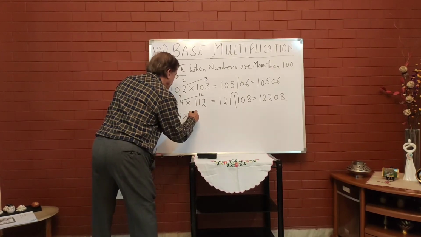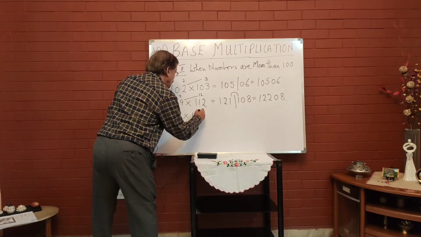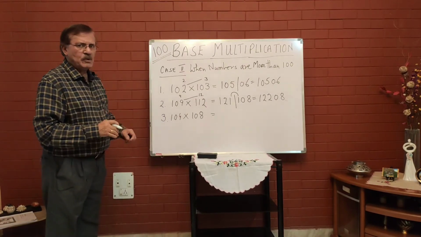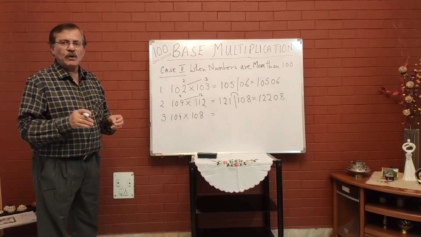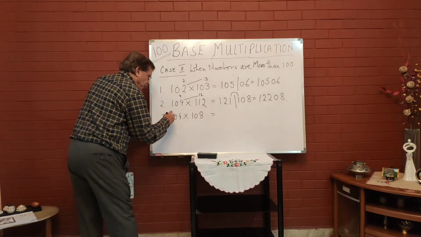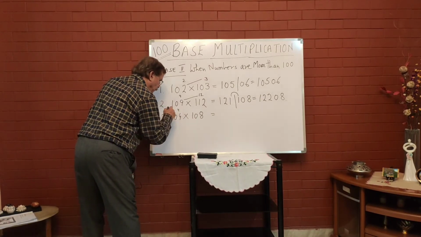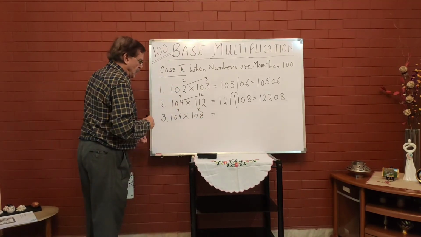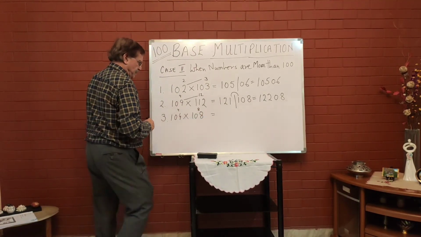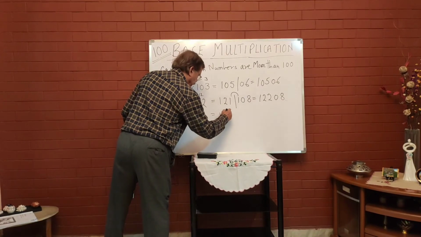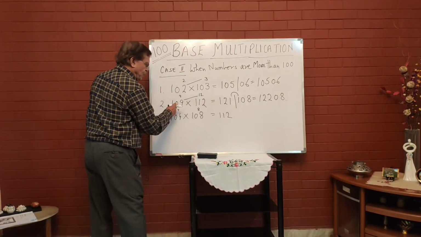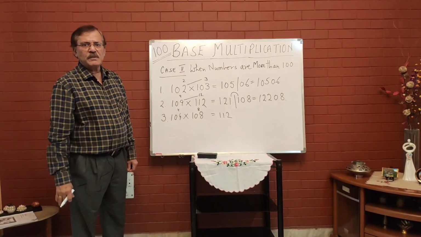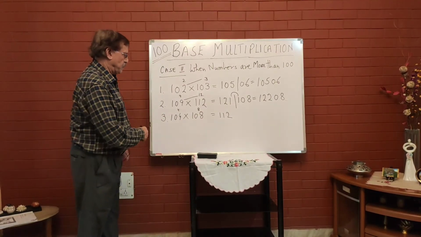The third question. 104 multiplied by 108, you can take. These are random questions I am taking just to follow all the 3 cases. So 104, the deviation for this is 4. The deviation for 108 is 8. 104 plus 8, 112. 108 plus 4, 112 also. Either way, the first part of the answer will be the same.